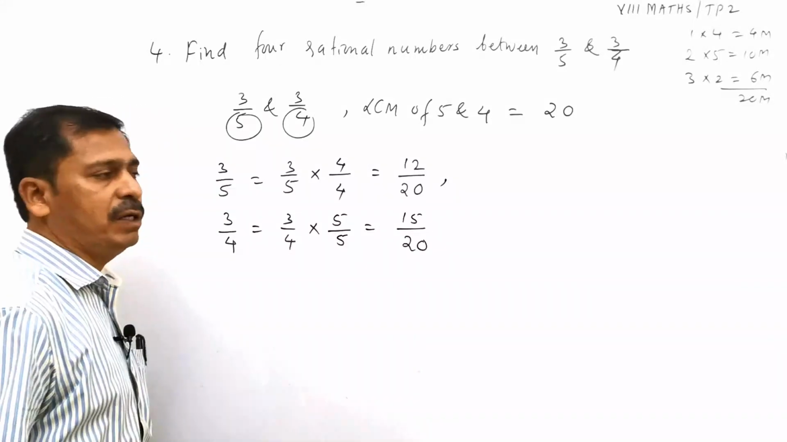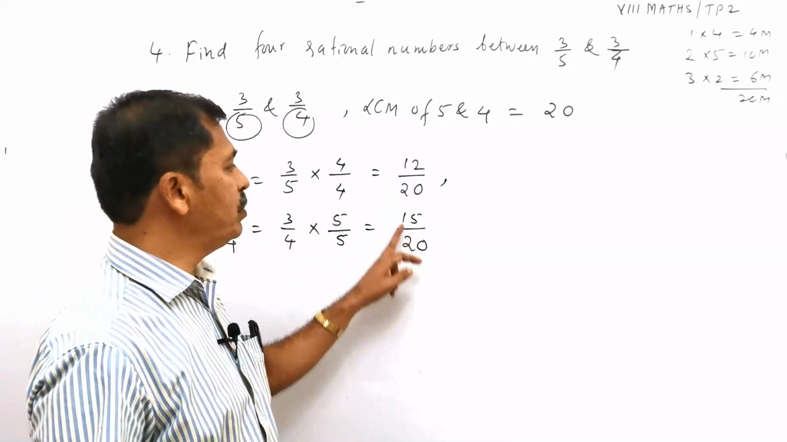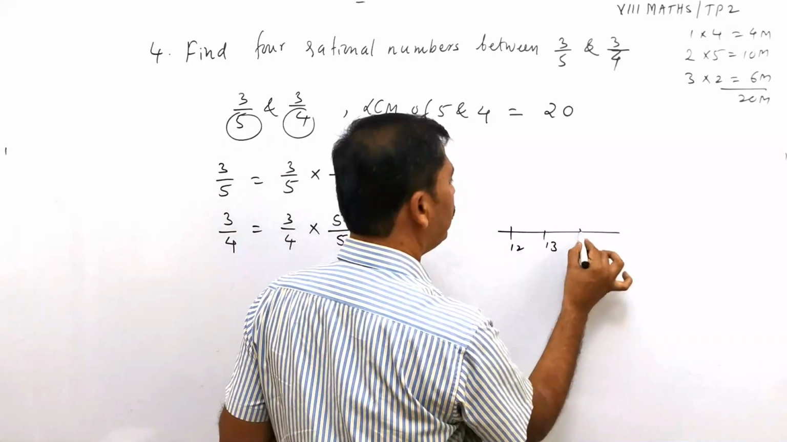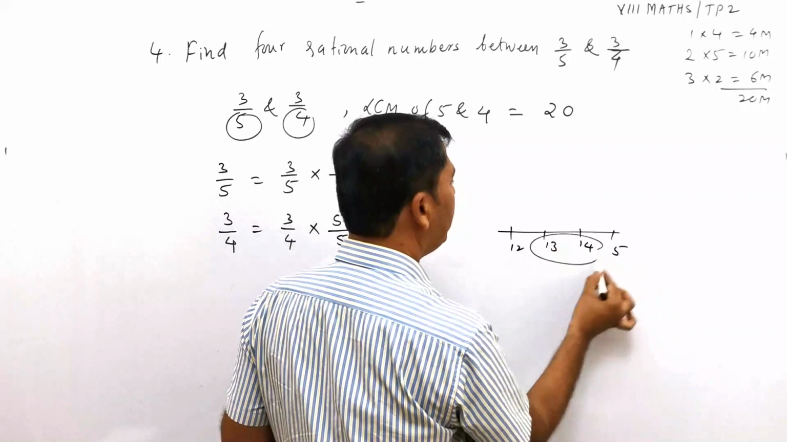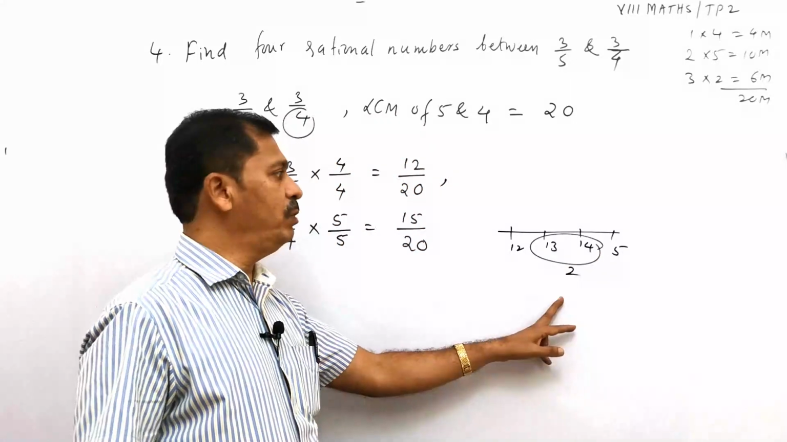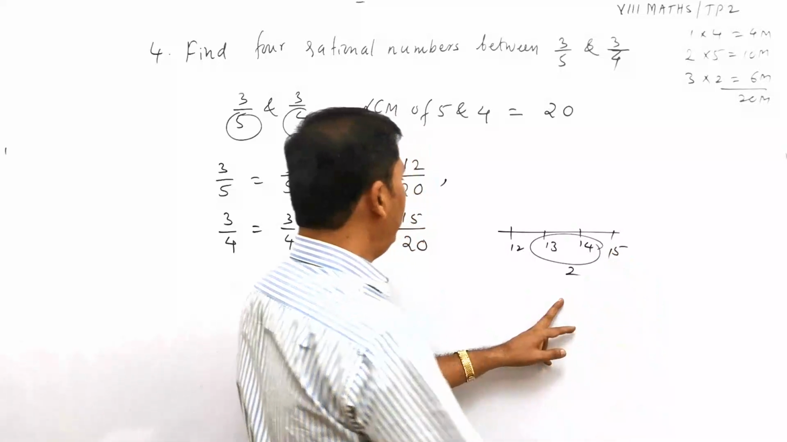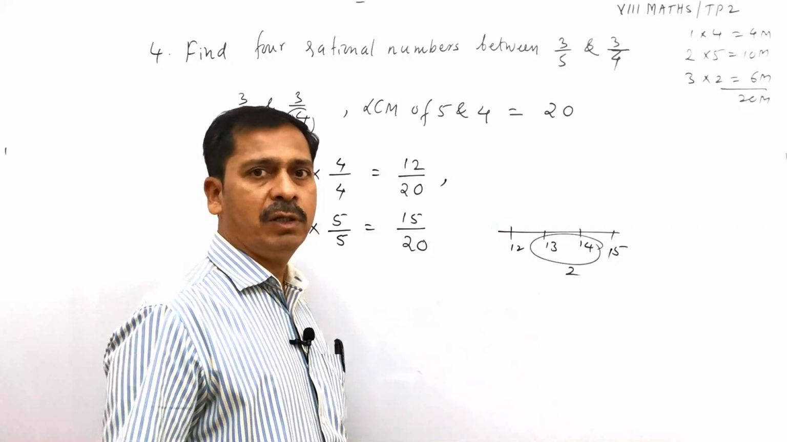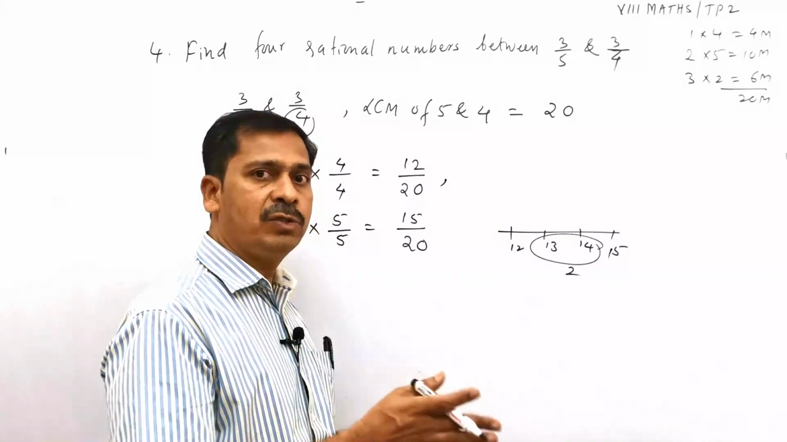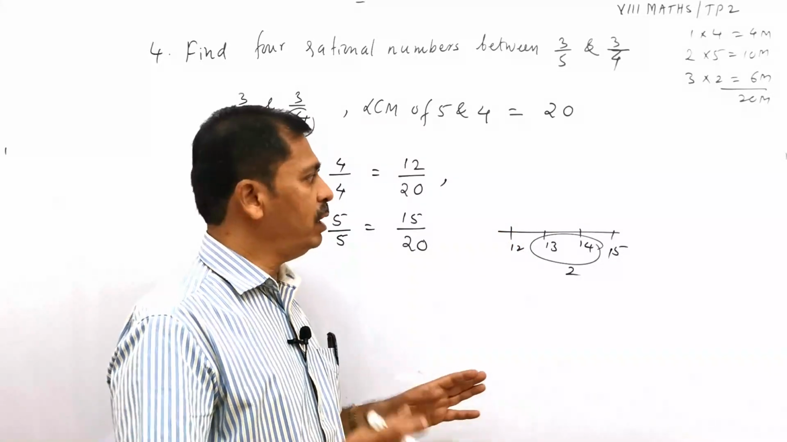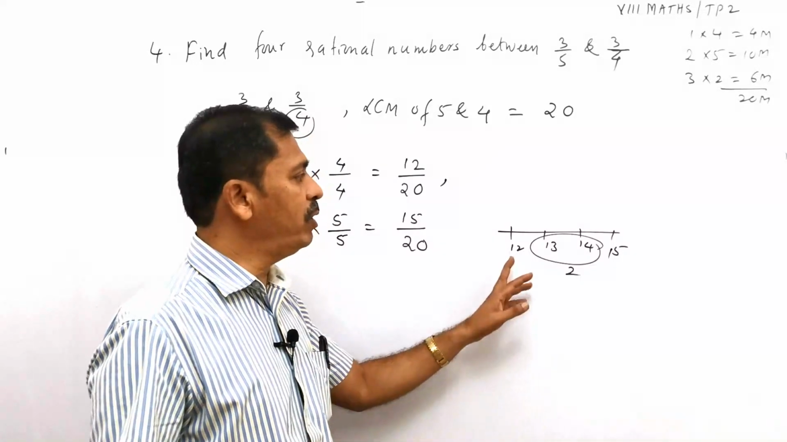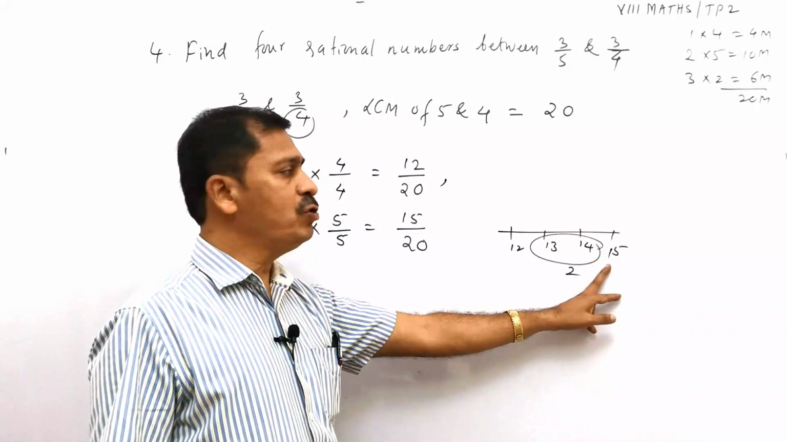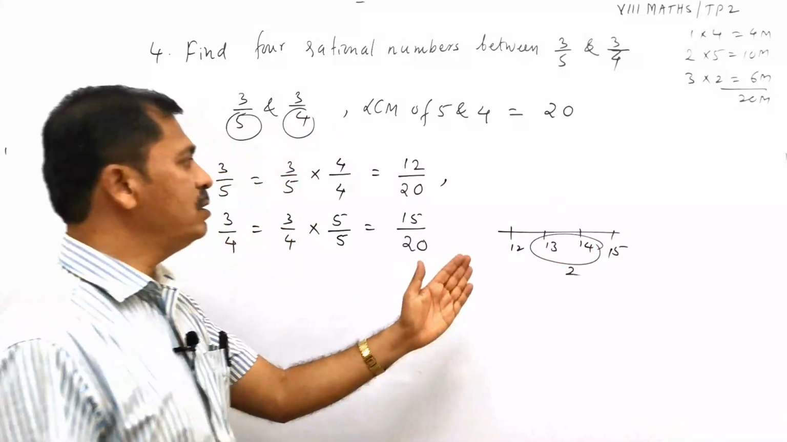Now the denominators become the same. Here the denominators you observe, 20 and 20. 12 and 13, 12, 13, 14 and 15. I am getting only two numbers in between these two, that is 12 and 15. Many rational numbers are there, but it is not so easy for us to judge those rational numbers. So natural numbers I wanted to insert in between 12 and 15. So in order to do so, just increase it.